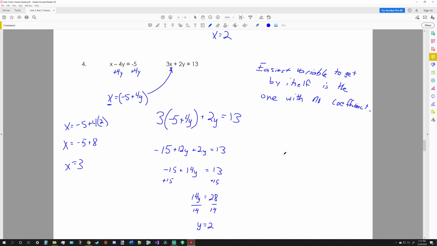And we write it with correct coordinates. And you see how I messed that up there? So this time we got y first, but my x value is 3. And when I write a coordinate, it has to be x comma y. And so I have to start with (3, 2).